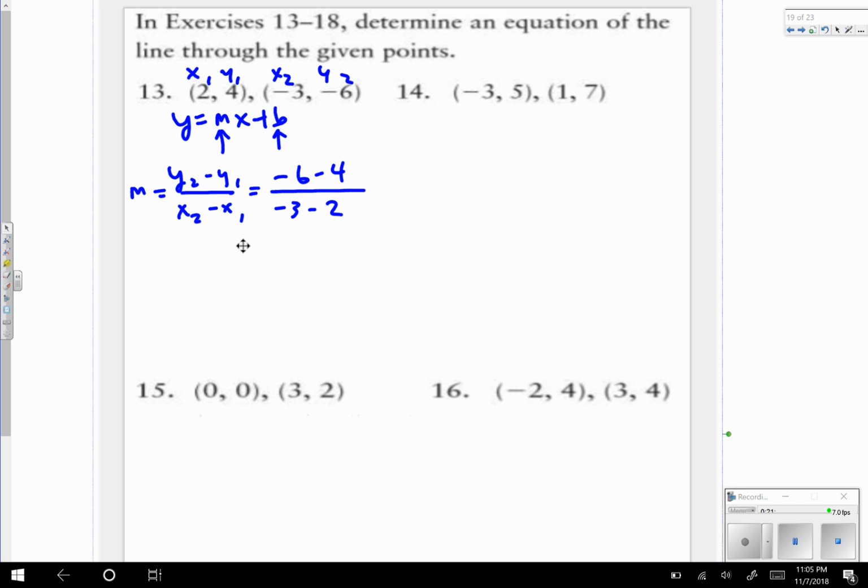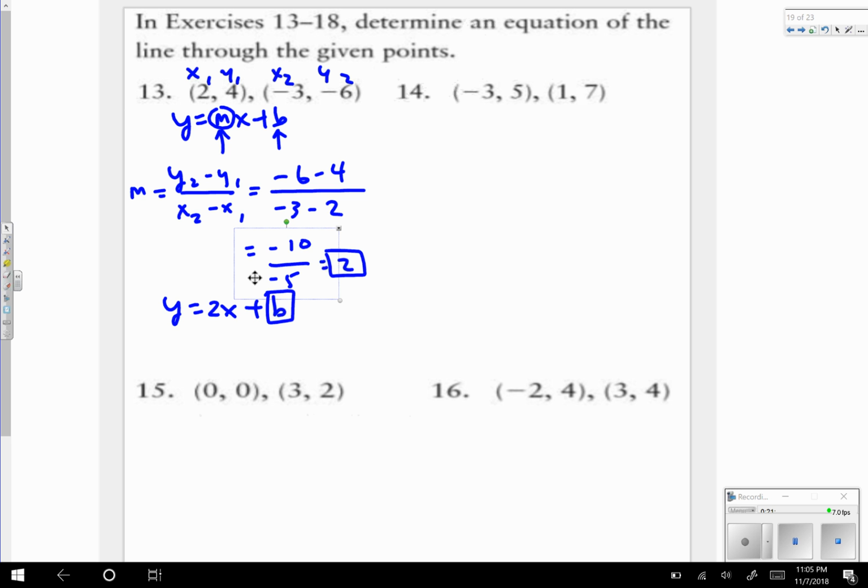And then you evaluate. So that's going to equal negative 10 over negative 5, which is equal to positive 2. So our slope is 2. So what we just figured out is that this number right here is 2. So we're going to go y is equal to 2x, because our slope now is 2, plus b. So we want to find out now what our b is right here.